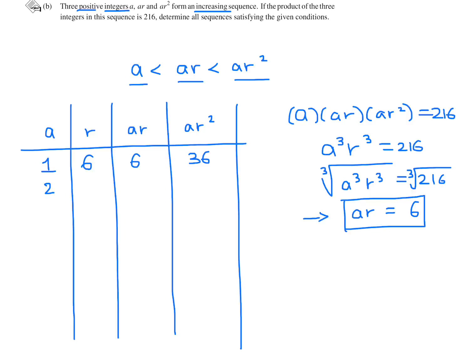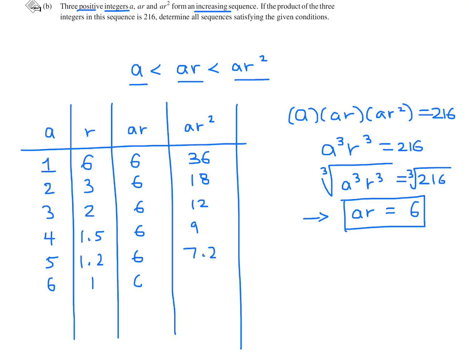How about if a is 2? Well, then r is 3, ar is 6, and ar squared is 18. And similarly, if you keep going through values of a, you will get the following results for a equals 3, a equals 4, and so on. A equals 5, and finally, the largest integer value for a is 6, right? Because if you make a greater than 6, you start getting values for r that are not an integer. We've actually already received values of r that are not integers.